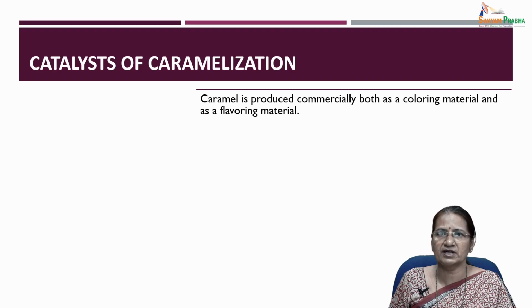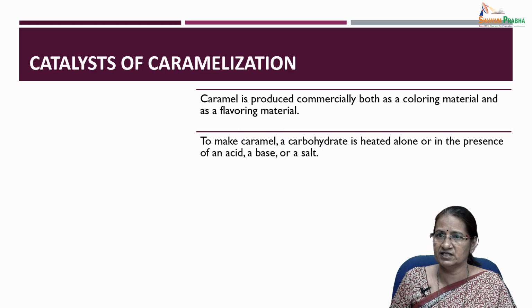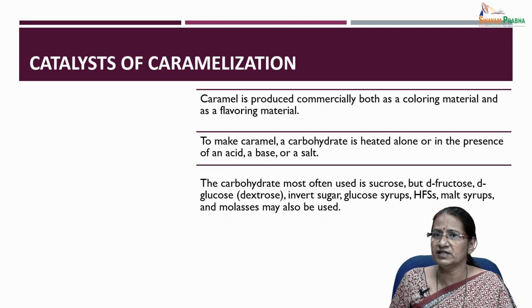Caramel is produced commercially both as a coloring material and as a flavoring material. To make caramel, a carbohydrate is heated alone or in the presence of an acid, base or a salt. The carbohydrate most often used is sucrose, but D-fructose, D-glucose or dextrose, invert sugar, glucose syrup, HFS, malt syrups and molasses may also be used.